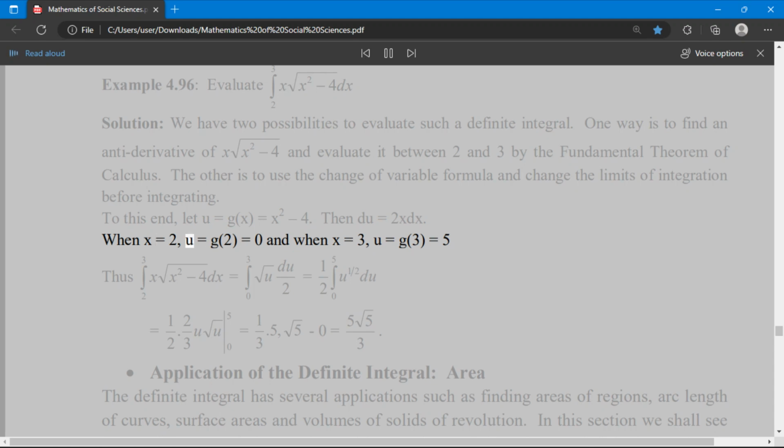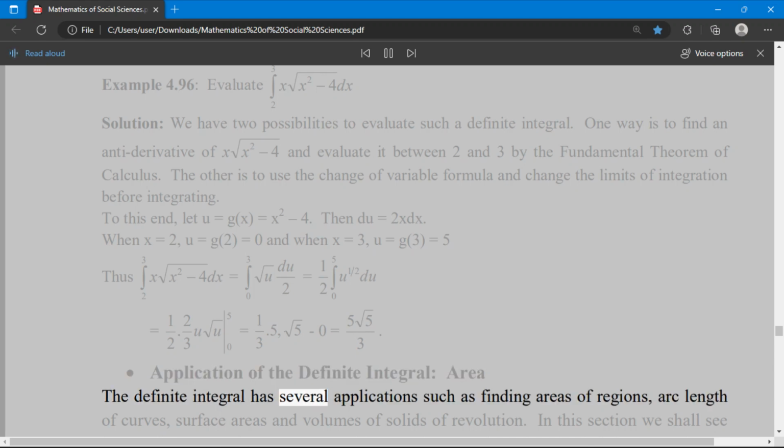Then du = 2x dx. When x = 2, u = g(2) = 0, and when x = 3, u = g(3) = 5. Thus the integral of x dx from 2 to 3 becomes the integral of (1/2) u^(-1/2) du from 0 to 5, which is evaluated at the limits 0 and 5.